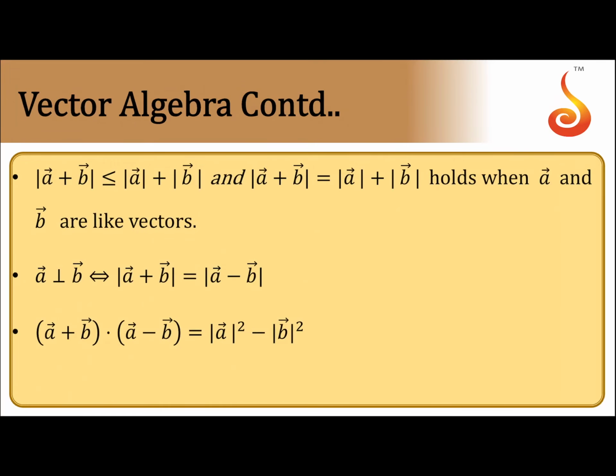Okay, right. And |A + B| is less than or equal to |A| + |B|. And |A + B| is equal to |A| + |B| when A and B are like vectors. Otherwise, the inequality always holds good: |A + B| is less than or equal to |A| + |B|.